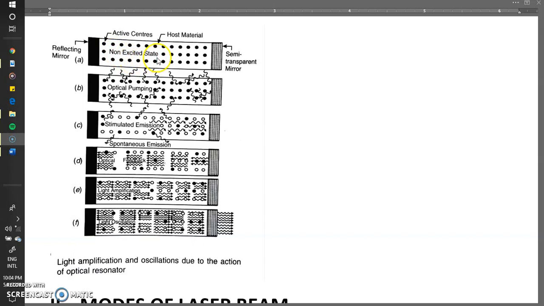This is the non-excited state. All the atoms are in their ground state. Now, when we use a pumping device to give energy to the active medium, all these atoms, that is the active centers, will be excited and they will undergo transition from the ground state to the excited state. You can see here they are getting excited. Now you can see the third diagram.